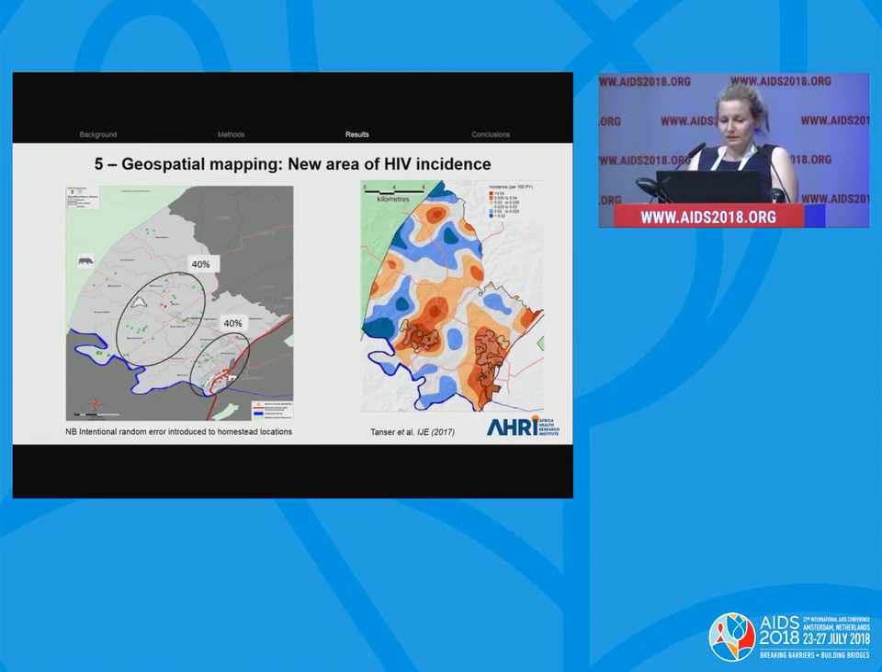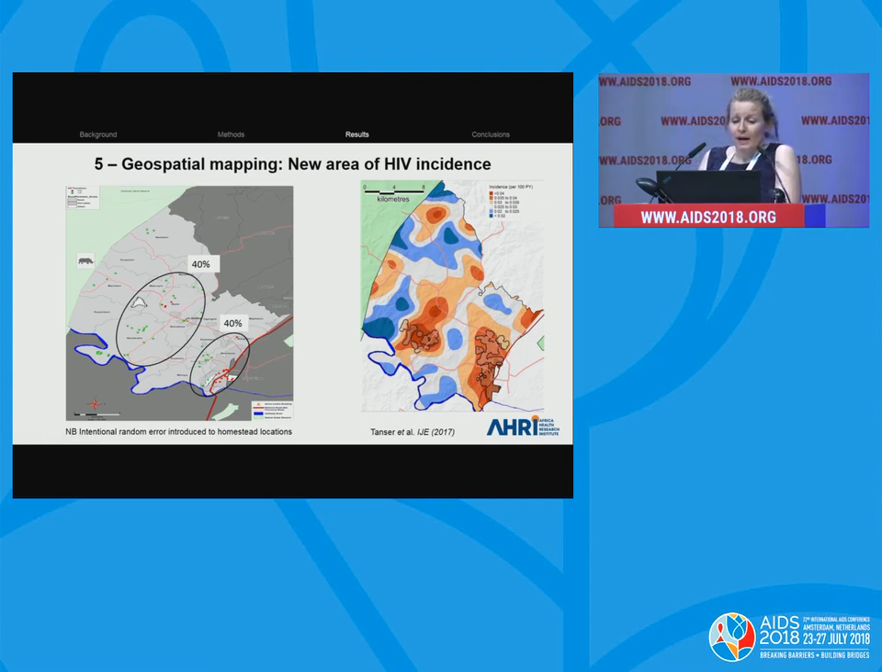So firstly, 40% of them were around a previously known hotspot. So this is a main highway going from Durban up to Mozambique. And 40% of them were there. However, 40% of them were in this very rural area that had previously been documented to be an area of low incidence and low prevalence.